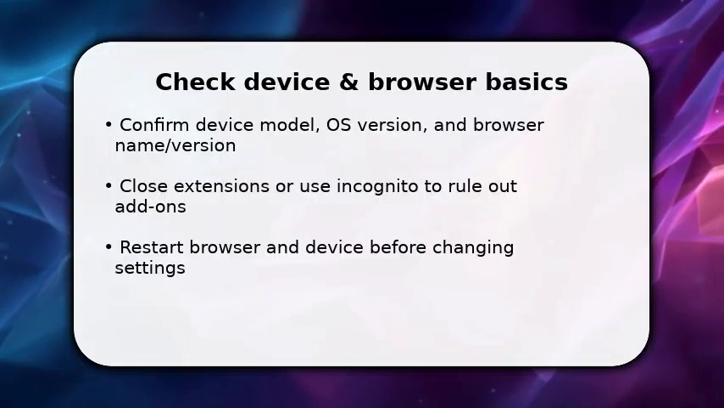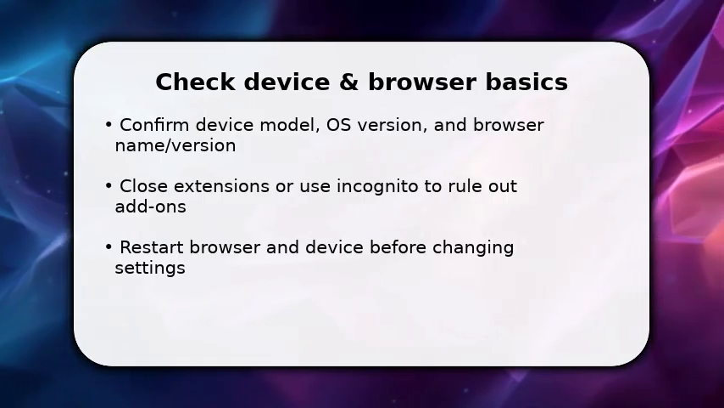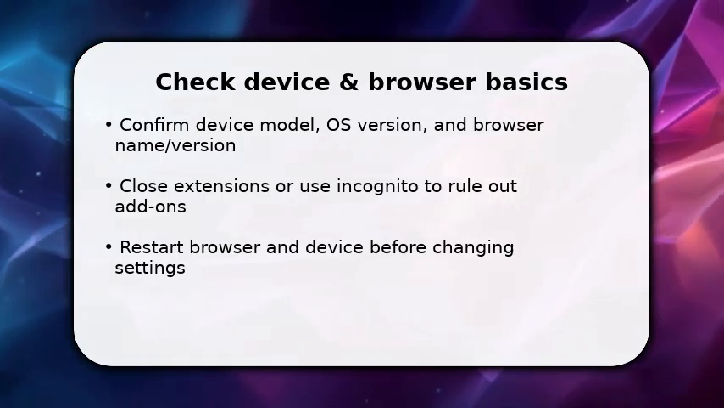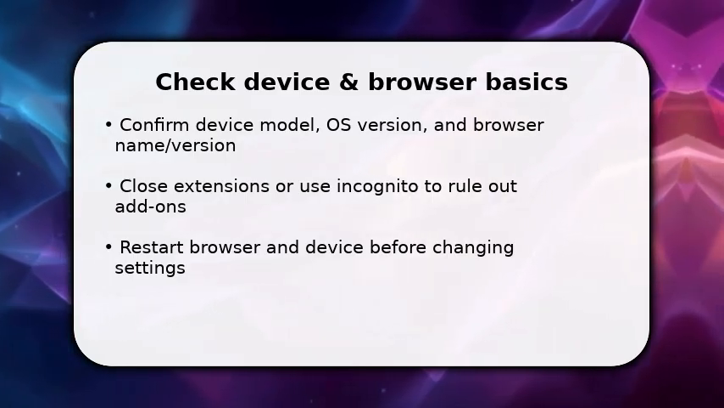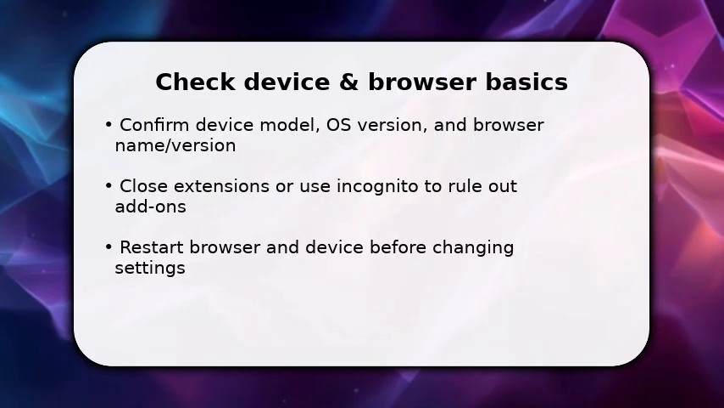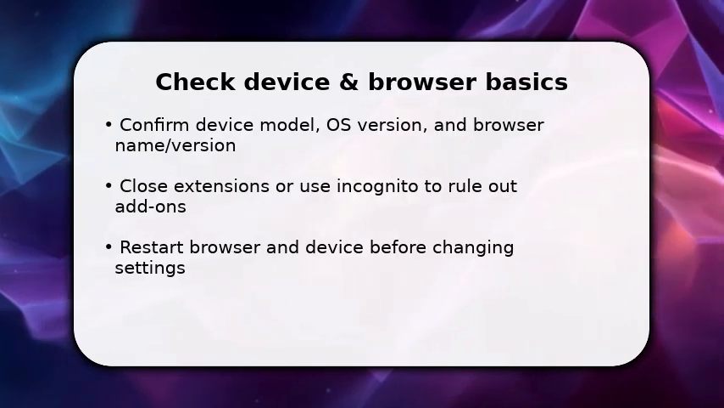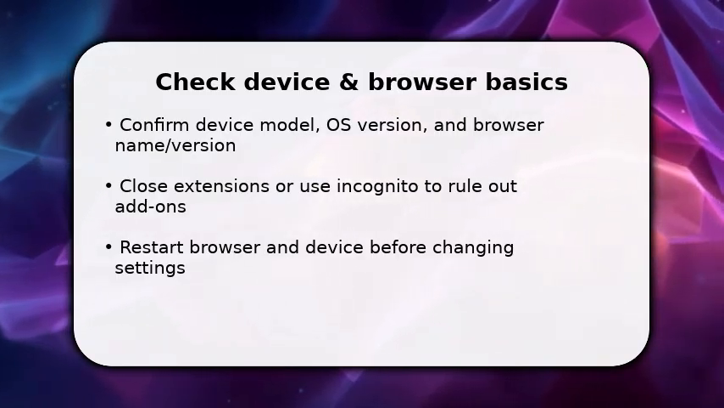You start by confirming the essentials so fixes land where they matter. Check your device model and OS, then open the browser and note its version. Once done, disable extensions or switch to an incognito window to remove add-on interference. Make sure to restart both the browser and the device.